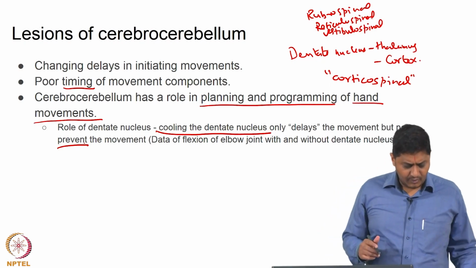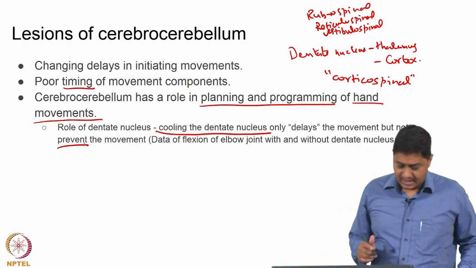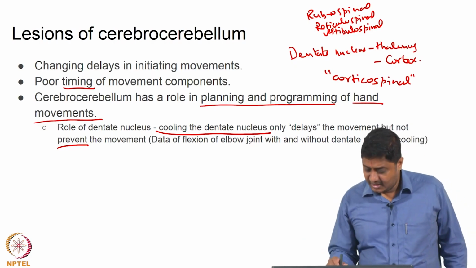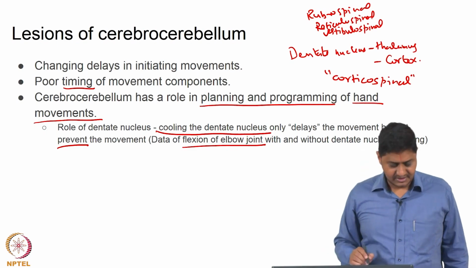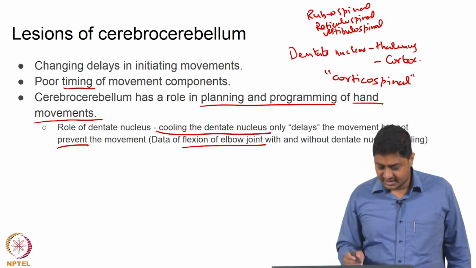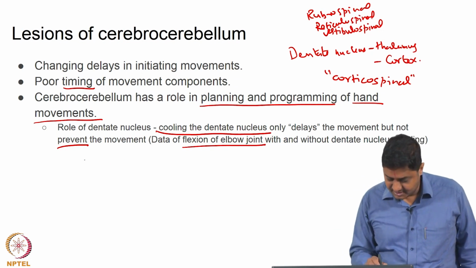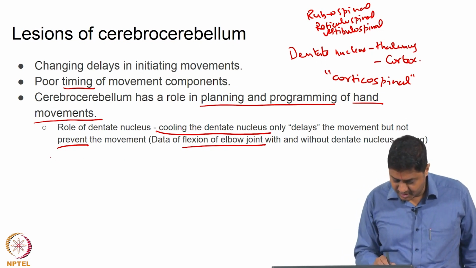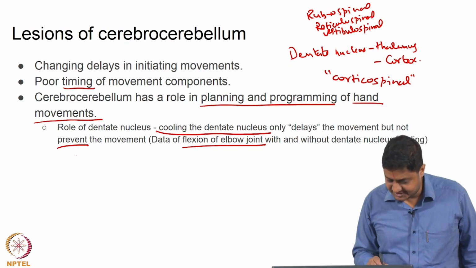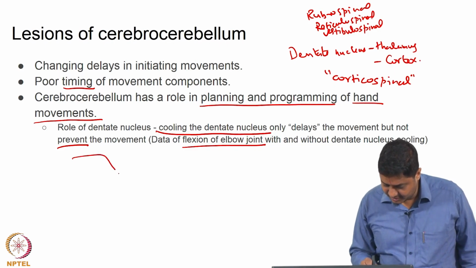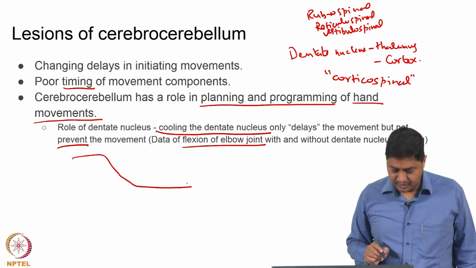So, what happens is, suppose the task is to perform flexion of the elbow joint, right. So, this is in a monkey, the task is to perform flexion of the elbow joint. So, let us see what happens, right. Here I am going to draw the movement trajectories, right. So, let's see what happens in the healthy case or in the control case, right. You are going to have something like this.